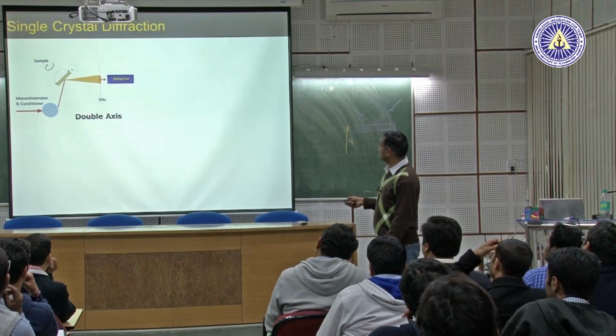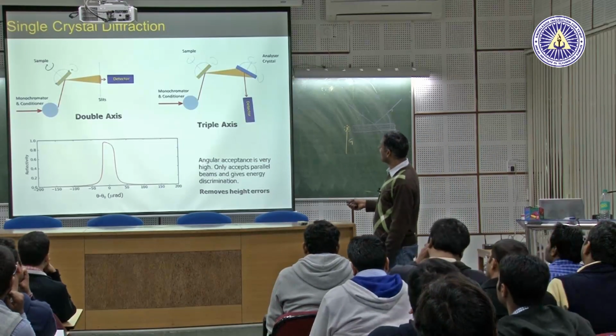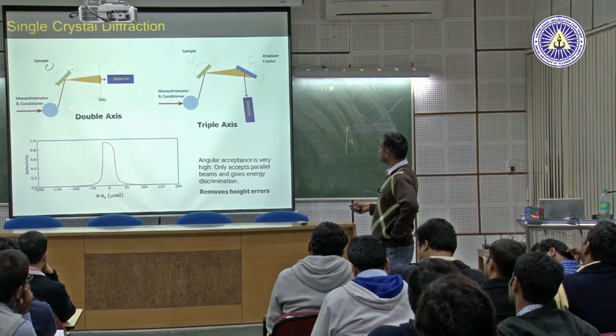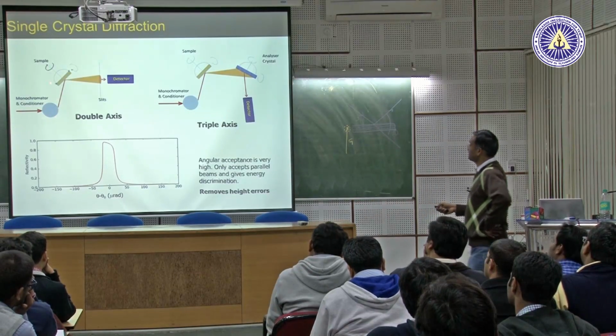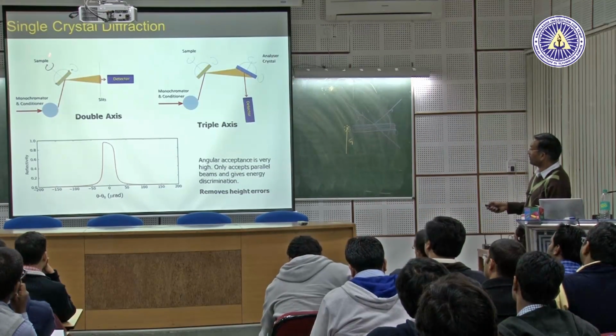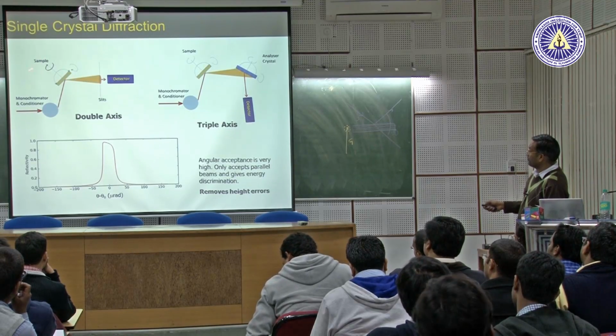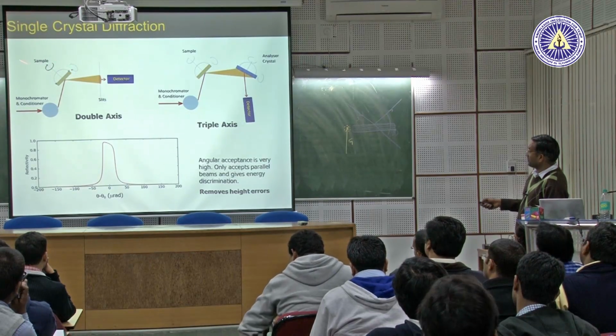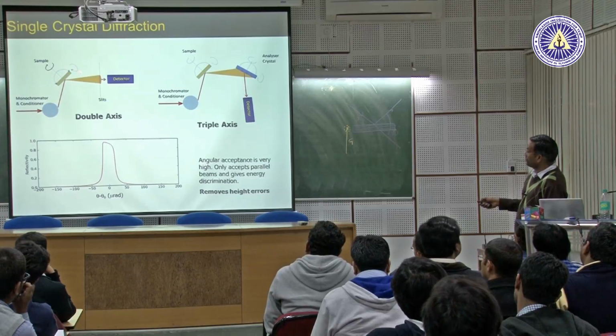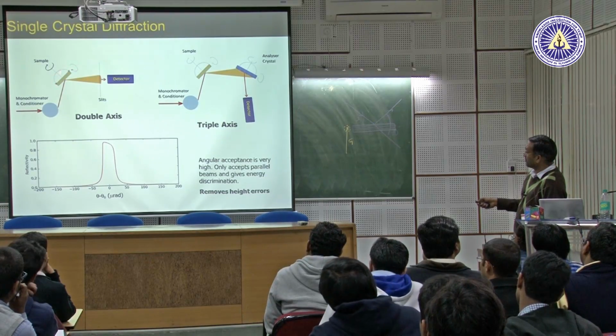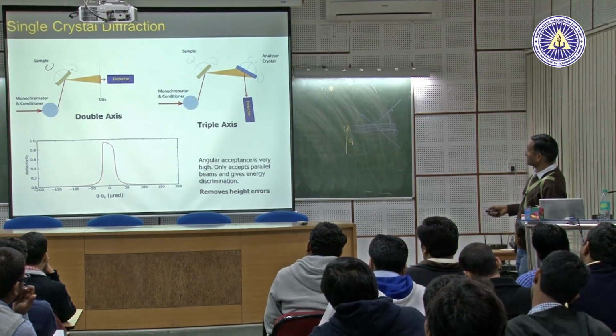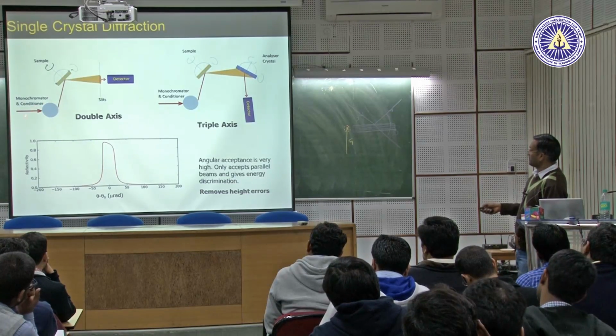So, what you do in this case is you have 2 kind of methodologies. First is the double axis measurement, where you rotate the sample around its own axis, and then you rotate the sample along this axis, which is the omega axis. This is typically called a double axis measurement.